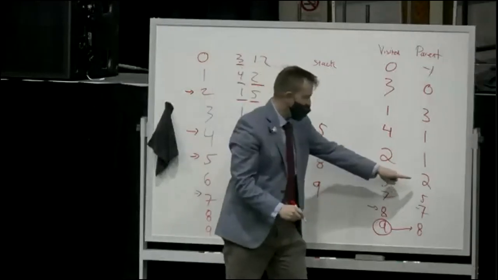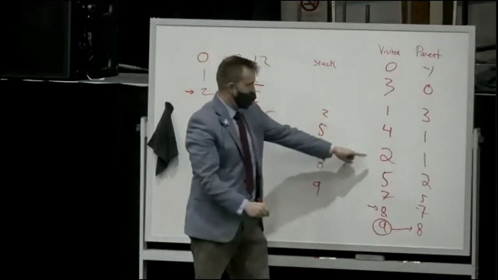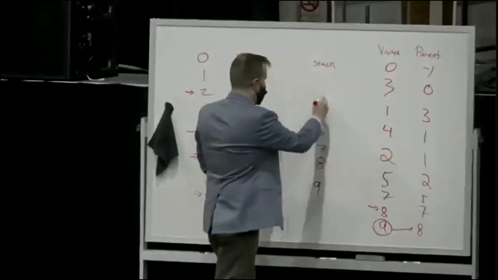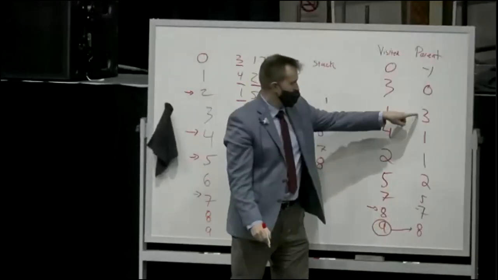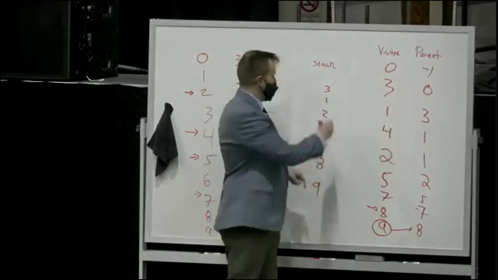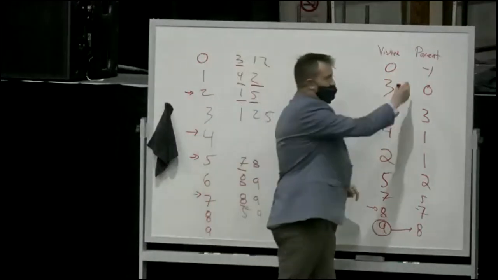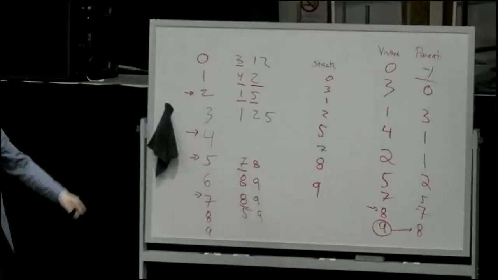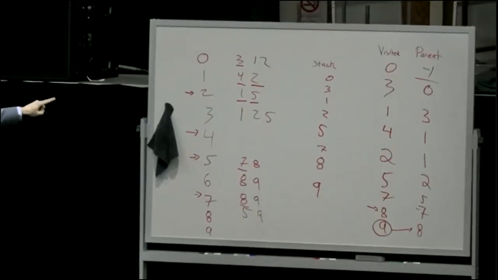I go to 5, 5's parent is 2. I go to 2, 2's parent is 1. I go to 1, 1's parent is 3. 3's parent is 0. And then we hit our -1 sentinel, and now we have determined the path. So the solution is 0, 3, 1, 4, 2, 5, 7, 8, and 9.